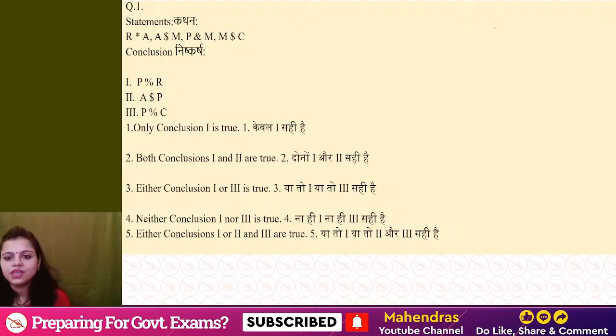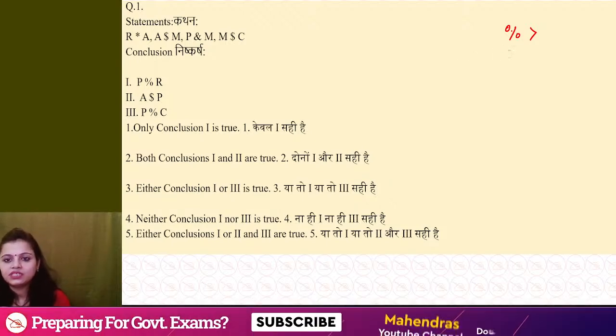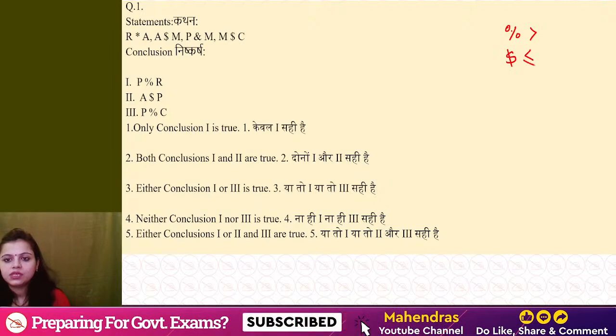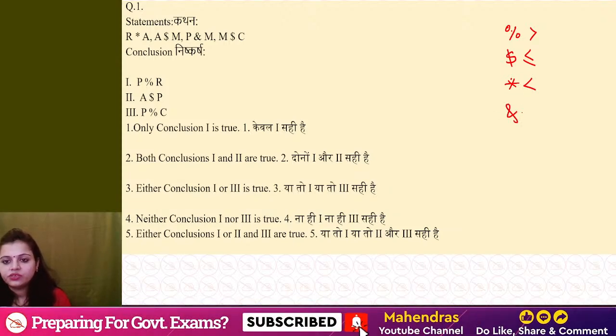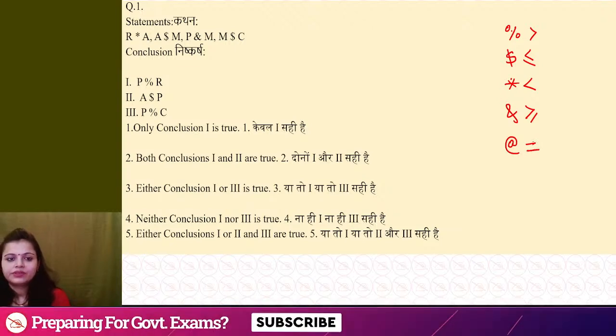So this is your question. Just I'm writing the signs. Percentage means greater. Then dollar means less equal. Okay. Then asterisk means less. And means greater equal. At the rate means equal.